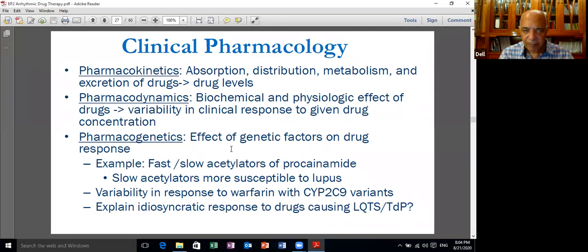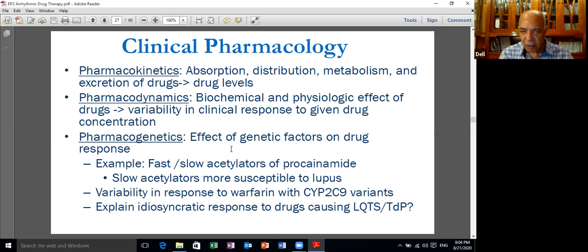An example of that is the fast and the slow acetylators of procainamide. The slow acetylators are more susceptible to lupus. Also, there is variability in the response to warfarin because of cytochrome P450 2C9 variants. And also pharmacogenetics explains the variable idiosyncratic response to drugs like group 1 drugs, which are responsible for the idiosyncratic effect of prolonging the QT interval and occurrence of torsade de pointes.